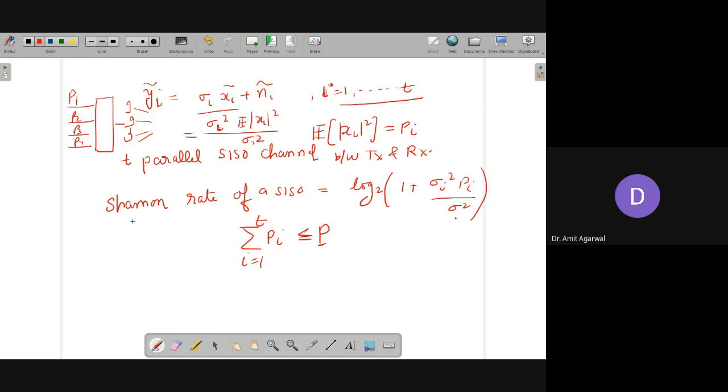So this is the sum rate. What is the sum rate? This is for one SISO channel; because we have T parallel channels, the total sum rate is this, and the constraint is this. How do you write a constraint? Subject to, right?